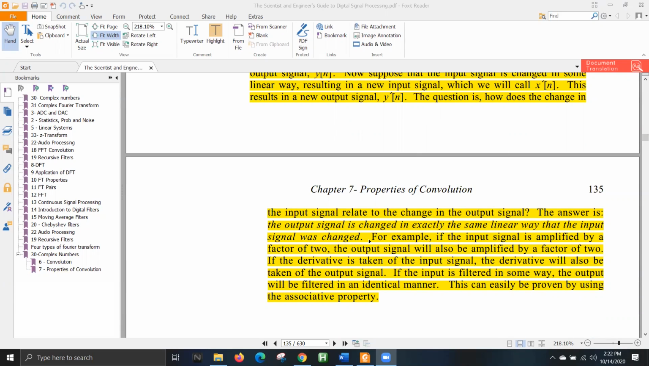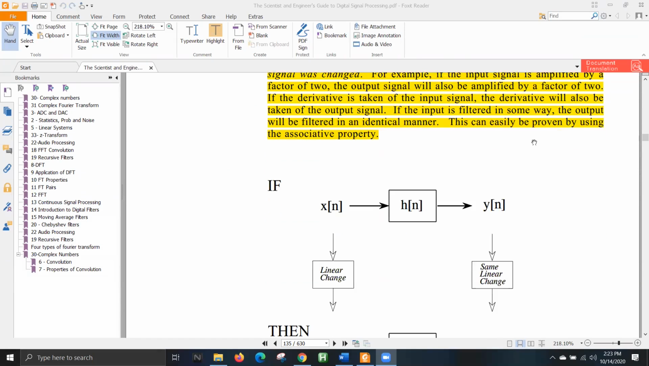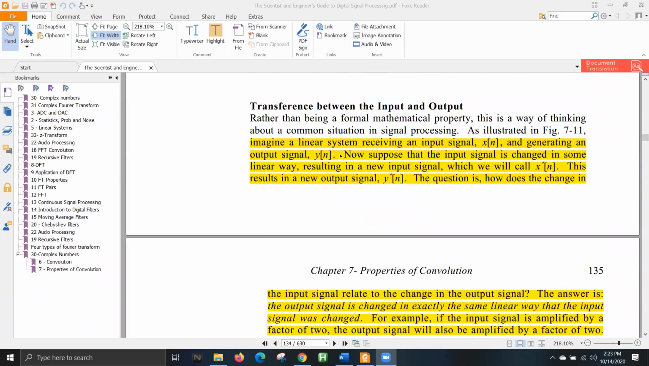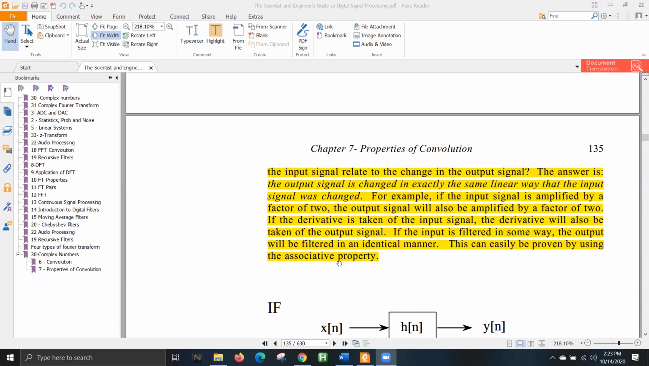Okay, so before you perform this, if you pass x through the system you get y. Now if you perform something on x and change it and you get y prime, you'll see that this y prime will basically be the same operation that you did on this x. So if x prime is a derivative of x, then y prime will be a derivative of y. Similar to that, if it is an amplification, then that will also be an amplification. So this is just what is said here, and this actually comes from the associative property. If you think about the associative property, then this will be clear.